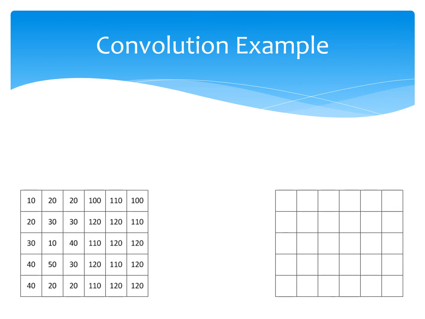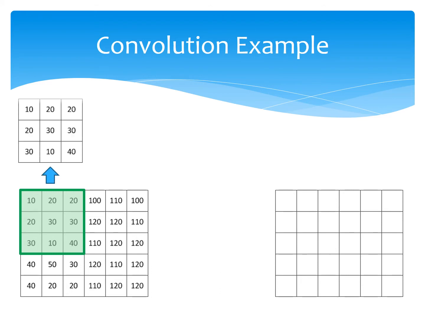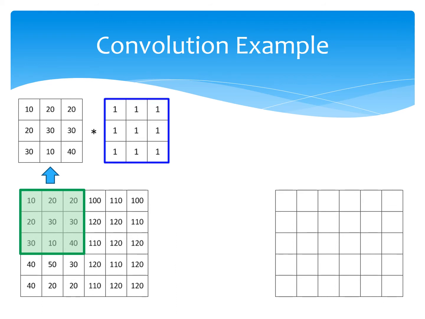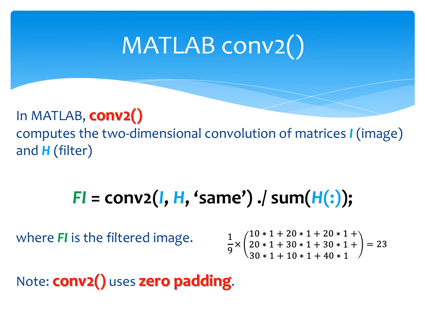Please recall that the filter convolution process includes aligning the center of the filter to a pixel in the image, as shown in the green area, to extract the covered area. Then, we multiply the extracted area with the filter. Then we take the sum of the multiplication results and divide it by the sum of the filter. This will enable us to produce a single value and store it in the output image. The syntax of CONV2 is shown on the screen.